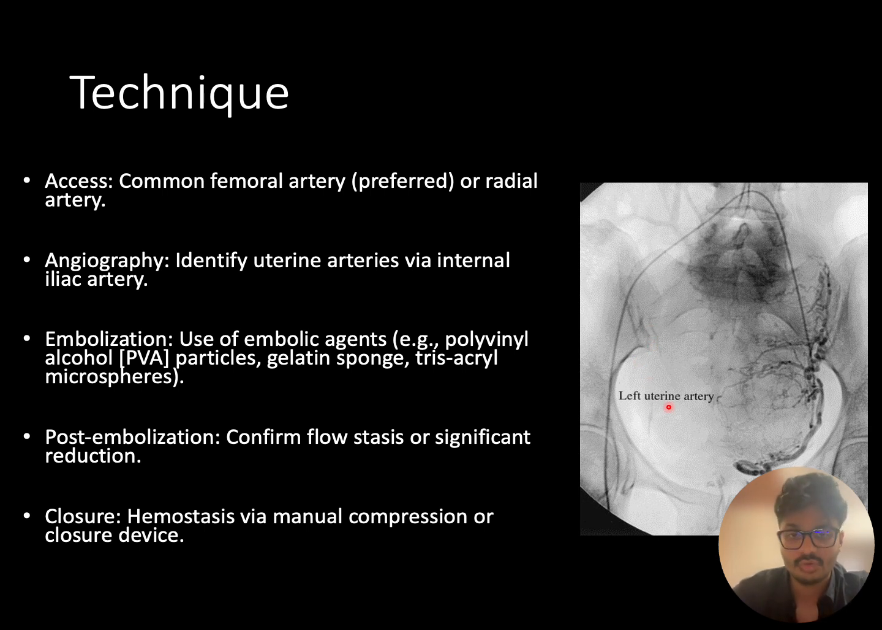Once this is all done and on both sides you get good flow stasis, you take out the catheter, and you take out the vascular sheath also. Usually the vascular access sheath we use is 5 French. With 5 French, you can go ahead with just compression, and that will do it.